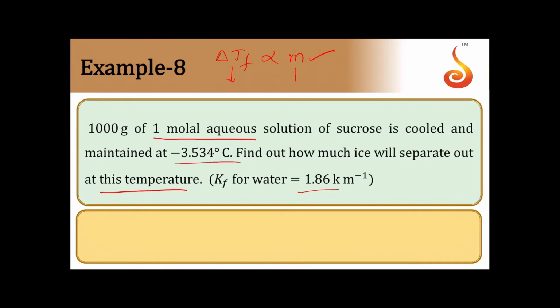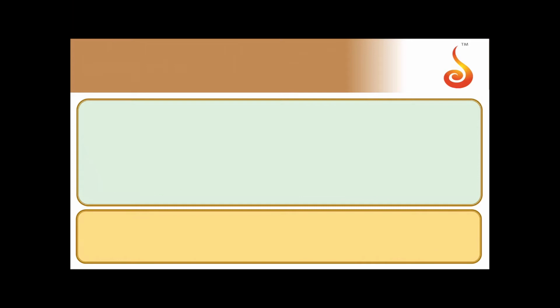So for this we require two things. What is the initial mass of solvent present in 1 molar solution? And finally, what is the amount of solvent present at the end? Take the difference of these two, that will be coming out as ice. Let us see the calculation part here now.